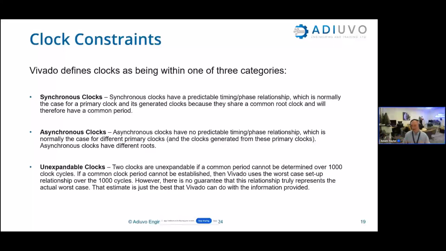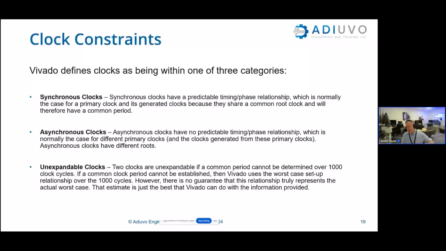We have asynchronous clocks, and these are where there are no predictable timing phase relationships between the two clocks. And that means it's very important that in that case we define those as a timing exception, because if we don't, what will happen is Vivado will try to find a common period over a large number of clock cycles, over 1,000 clock cycles. And if it can't do that, it will go with the best information that it could get from that unexpandable clock, over those 1,000 clock cycles.